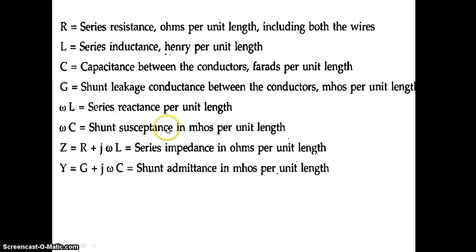Omega L is the series reactance per unit length. Omega C is the shunt susceptance in mhos per unit length. And the impedance is Z equal to R plus j omega L, and Y equal to G plus j omega C is the shunt admittance. Okay.